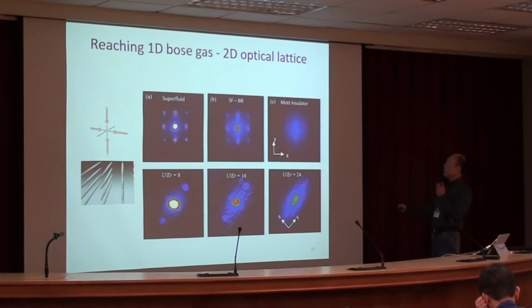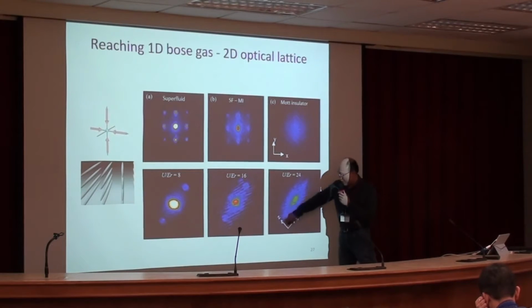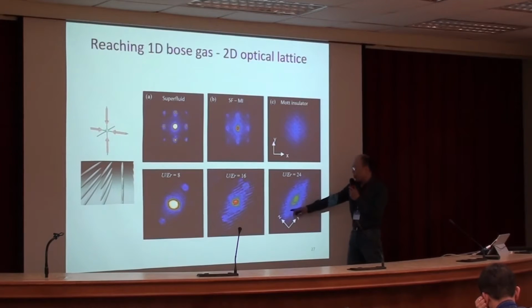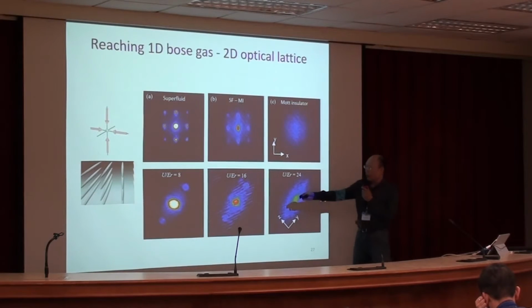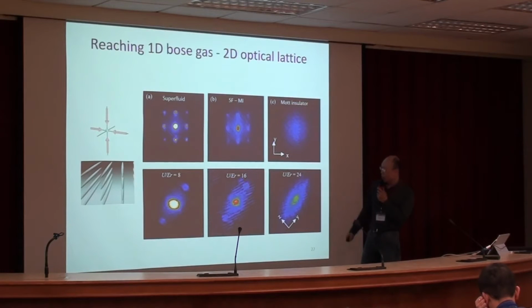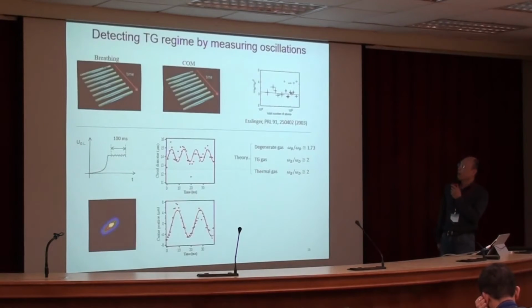Again, you can see the transition from the superfluid to the insulator, and the tube direction is this direction. This is time of flight imaging. The radial direction here expands much faster than the axial direction. And this is the dynamics we're trying to probe, the axial dynamics.